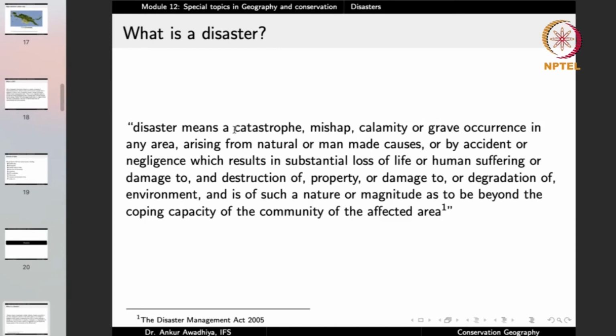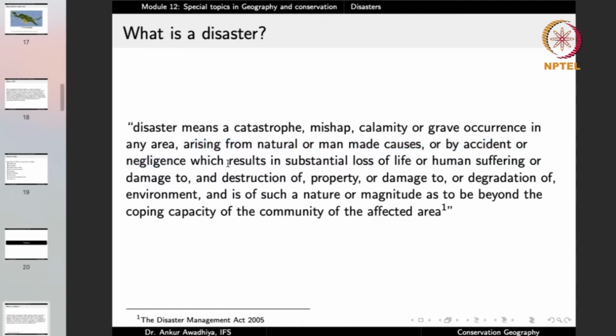That is, disaster can be in the form of a catastrophe, mishap, calamity, or grave occurrence in any area. So it is not the situation that disaster occurs only in some areas. It can occur in any area and can take various forms. It can be a catastrophe, a mishap, a calamity, or a grave occurrence. A disaster can arise from natural causes or man-made causes, or by accident or negligence. So basically you can have natural disasters, things like earthquakes. You can have man-made disasters like release of industrial effluents, or you can have disasters because of certain accident or negligence.